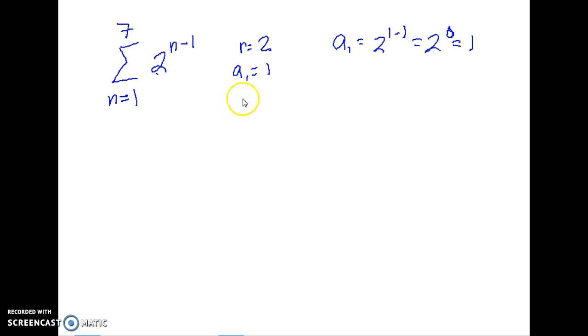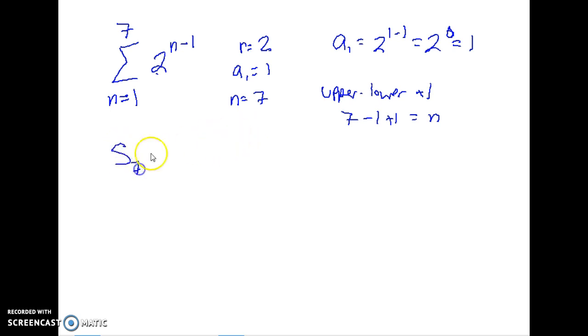So how many terms do I have? Again, 1 to 7. I have 7 terms. What you can do is say upper limit minus lower limit, and then plus 1. So 7 minus 1 plus 1 tells you how many terms you have. This one you don't necessarily need a calculator for.